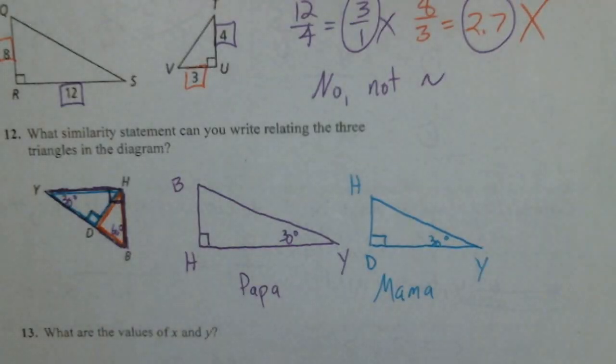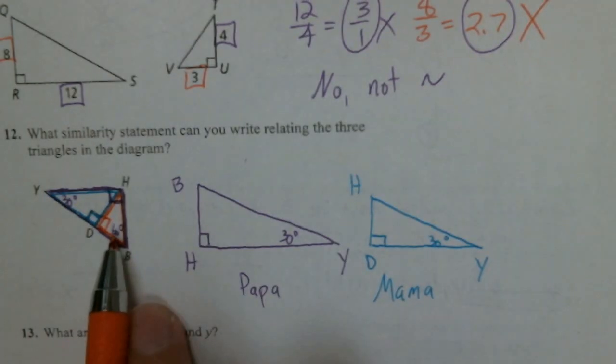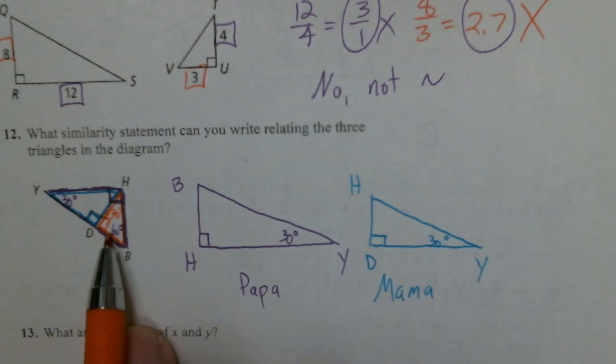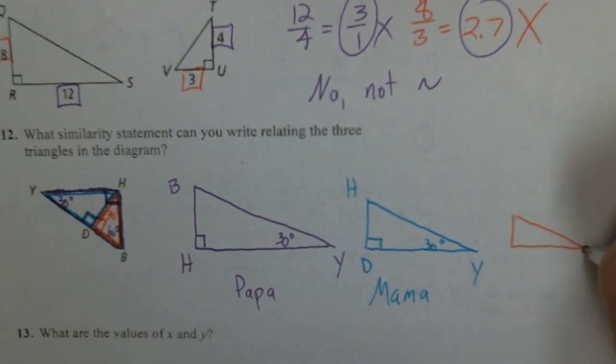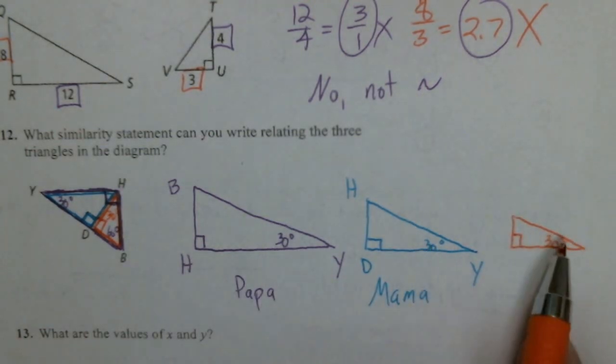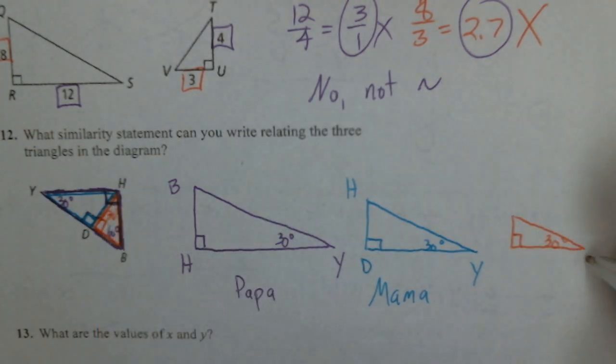Which means for the baby orange triangle, there's the right angle, that means the 30-degree angle for the orange triangle is up there at the top. Okay, so when I draw the baby triangle, here's the 30-degree angle. We got 30, 30, 30. Here, the 30-degree angle for the orange triangle is right there at the H.